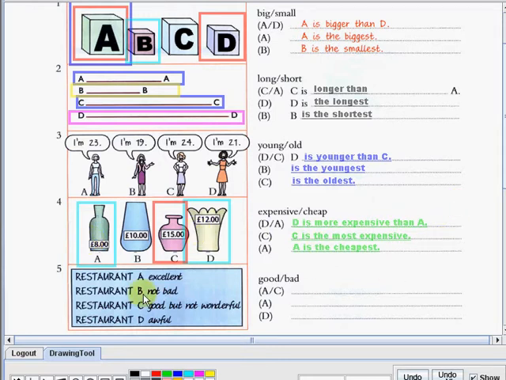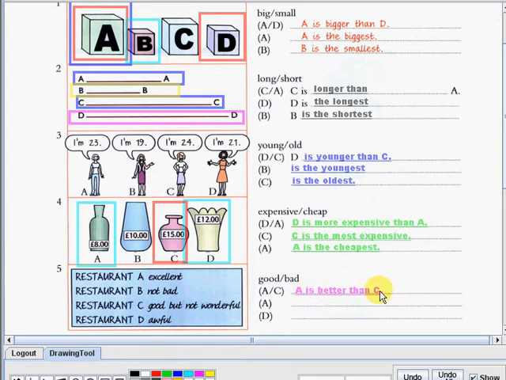We can see here restaurant A, B, C, and D. And in order to make sentences, we need to use the words good and bad. So let's now begin. Let's read first the description of restaurant A and C. Restaurant A is excellent, and restaurant C is rated good but not wonderful. So, by reading those sentences, we can say that A is better than C, right?